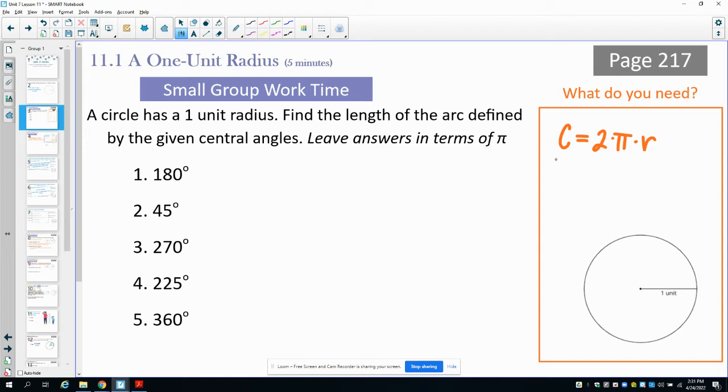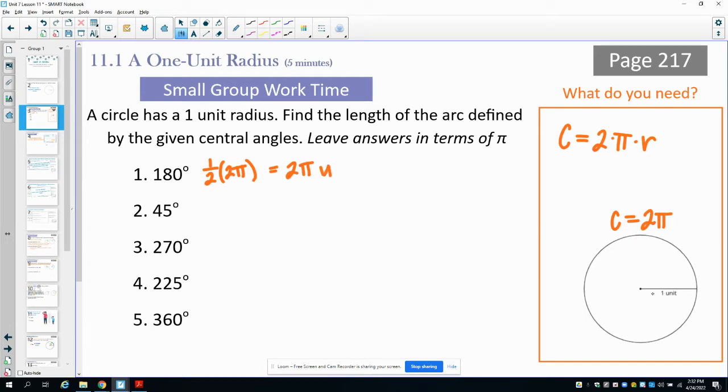All right, so you could have done this in a variety of ways. I like to look at the total circumference of the circle first. So we've got a radius of 1, so we're going to do 2 times pi times 1, which is just going to be 2 pi. So the circumference of this circle is just 2 pi. So that's the total circumference. And now we want a 180-degree arc, which we know is half of the circle. So we're going to do half of 2 pi, which is just 2 pi.